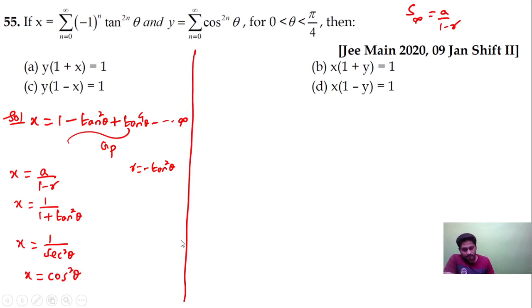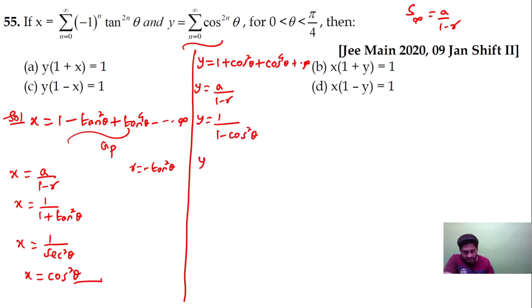Okay, now y is equal to, if you put n equal to 0, cos power 0 is 1, then you get this as cos square theta. Then you get cos to the power of 4 theta, and so on up to infinity. S infinity is equal to a divided by 1 minus r. Again, first term is 1, common ratio is cos square.